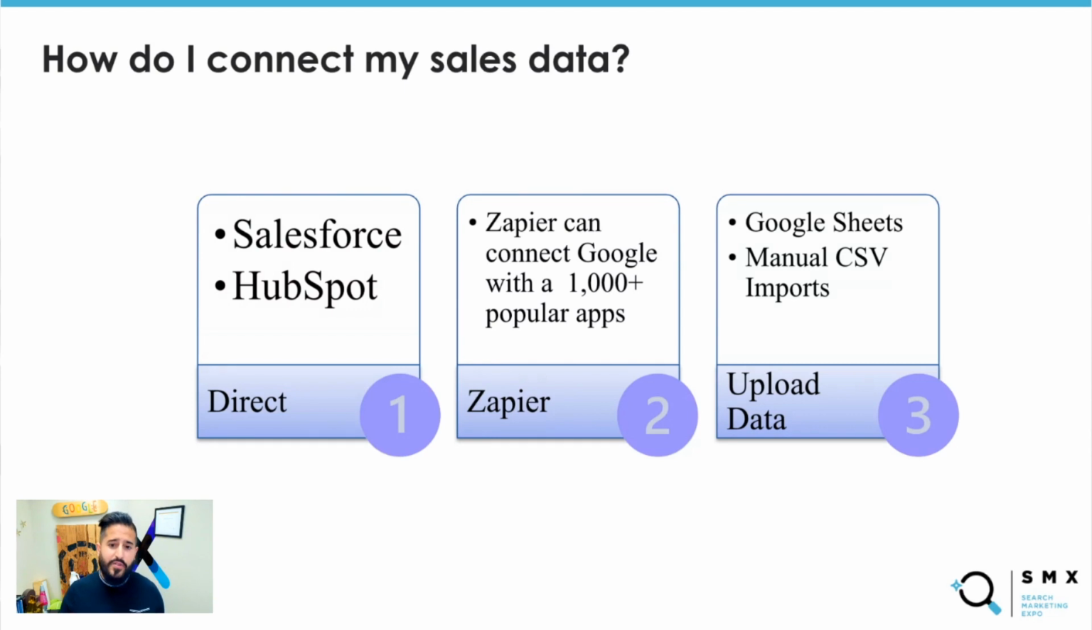If you're using other CRMs like HubSpot and some others, they have an integration from within their platform where you can connect the data back to Google Ads. And if you're using a platform that does not have a direct connection, you can use a tool like Zapier, which connects with thousands of different apps and bring that data back into Google Ads. And if all else fails, you can do Google Sheets imports, manual CSV imports. There are, like I said, many different ways to get this done.